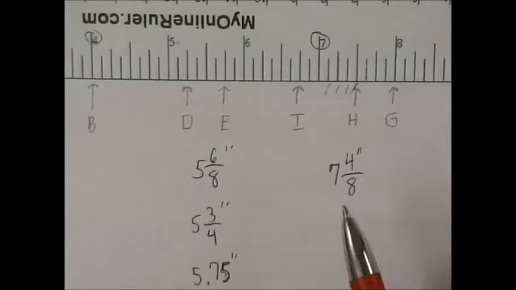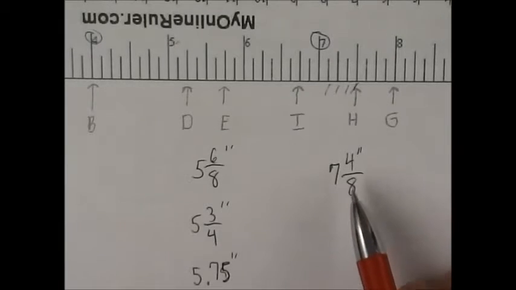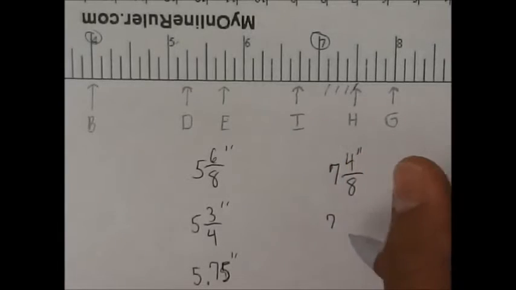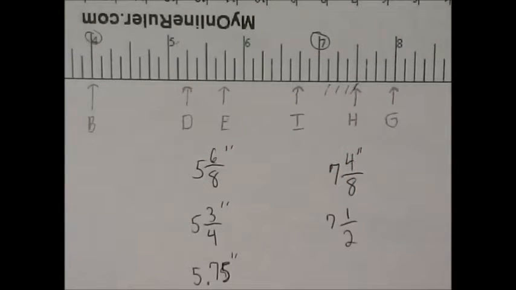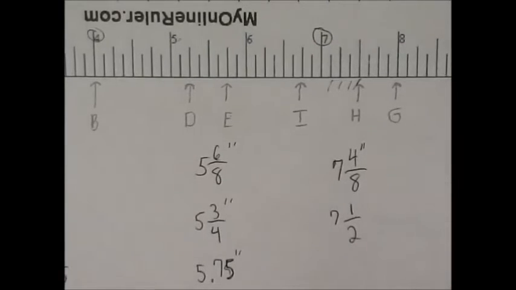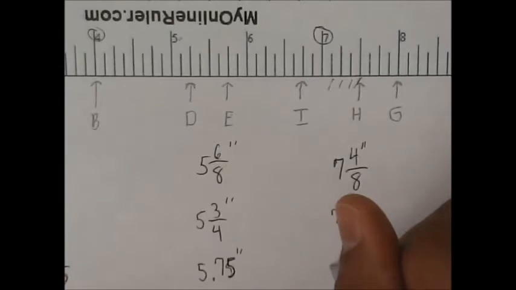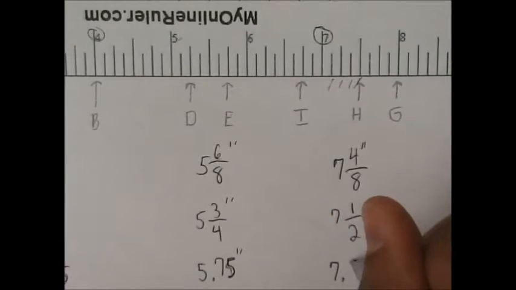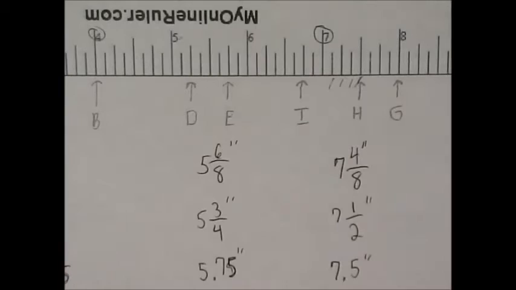Now, 7 4/8 can be reduced. This fraction part can be reduced. So I'm going to make that 7 1/2. Okay? And when I convert that to a decimal, it is 7.5 inches. Okay? So please make sure that you study.